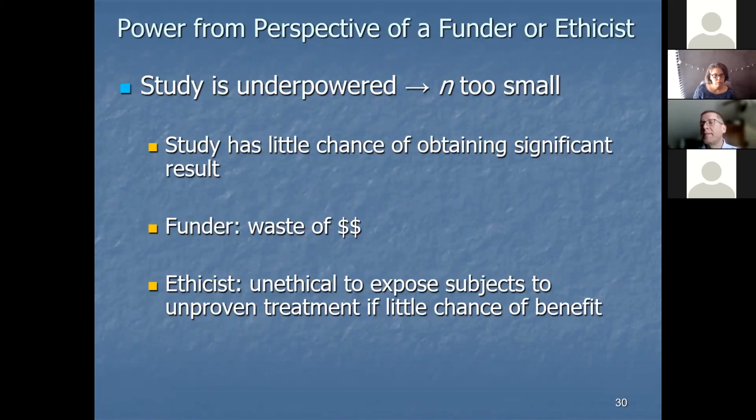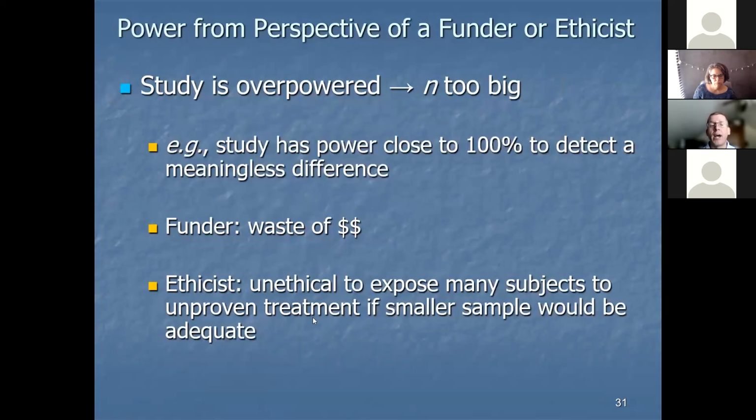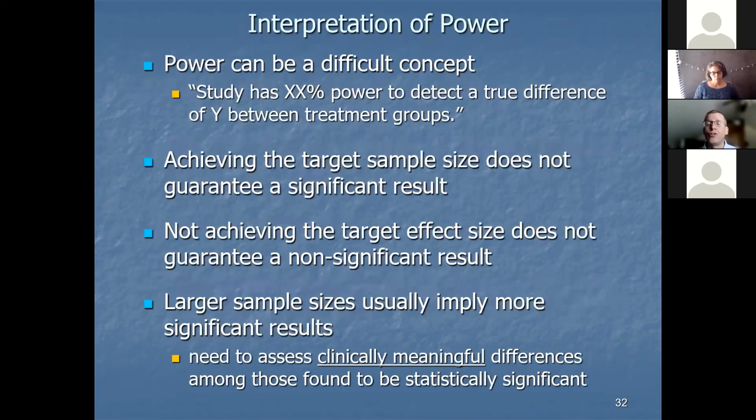In terms of this ethical consideration, just coming back to that, if my sample size is too small and my study is underpowered, such that I have a small chance of actually showing statistical significance, that can be considered to be unethical when I have little chance to actually show that treatment to have benefit. On the other hand, if my sample size is too big, that can be an ethical issue because I've exposed so many individuals to an unproven treatment when I could have done so with a smaller sample. So again, those ethical considerations are something that you want to keep in mind.